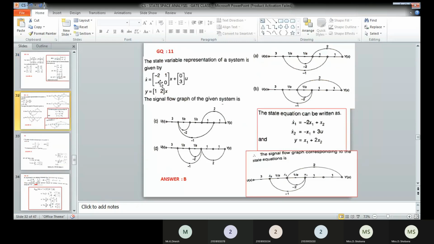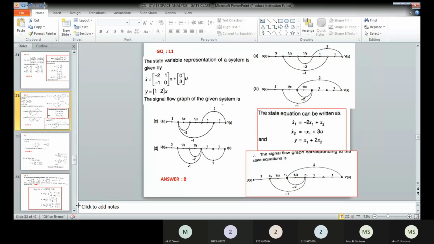Here the A matrix, B matrix, C matrix are given, and we are going to construct the signal flow graph. First we have to write the state equations. x1 dot is equal to minus 2 x1 plus x2, and x2 dot is equal to minus x1 plus 3 into u. y is equal to x1 plus 2 into x2. Now by having this, you can draw the state diagram. This state diagram is similar to your option B. That will be the correct answer.